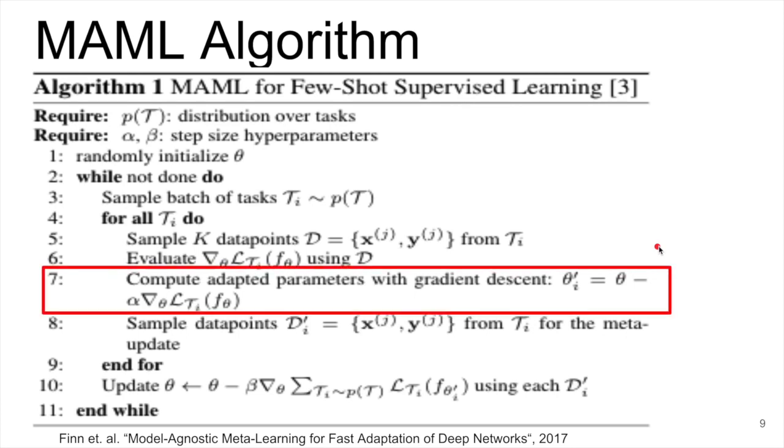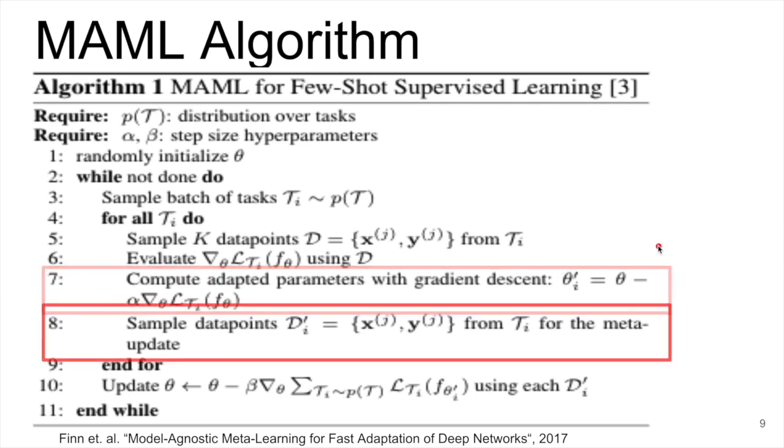This is shown in step 7 of the algorithm with parameter alpha as the hyperparameter. After the parameter update, we sample some more unseen samples from the same task and calculate the loss on the task of the updated weights of the fast model of the meta learner. This is shown in step 8 of the algorithm.